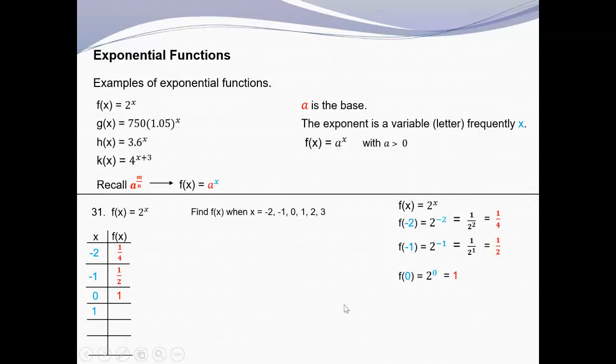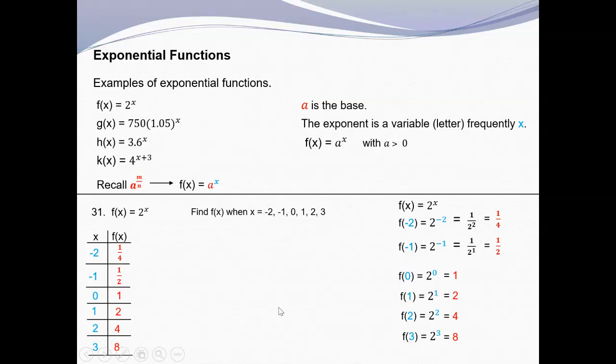Now let's try 1. We're going to plug in 1 for the x in the function. So 2 to the first power will give us 2. So when x is 1, y is 2. Now let's try 2. Again, we repeat the process. We find f of 2 equals 2 to the second power, which is 4. So when x is 2, y is 4. Then finally, we set x equals 3. We evaluate f of 3 equals 2 to the third power, which gives us 8.